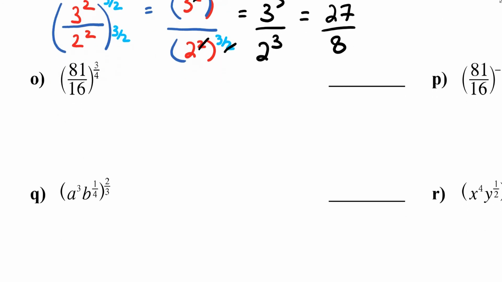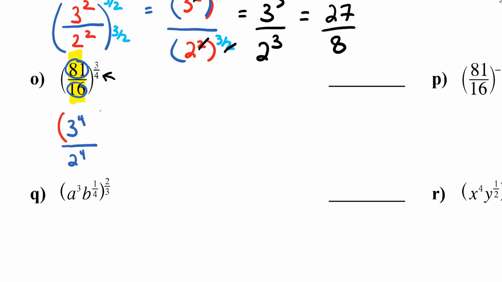And I think O would be a similar case here. Remember, there's a 4 here, so what you want to do is look at your 81 and your 16, and make sure you can write those as something to the power of 4. So I know 81 is the same thing as 3 to the power of 4, and I know 16 is the same thing as 2 to the power of 4.